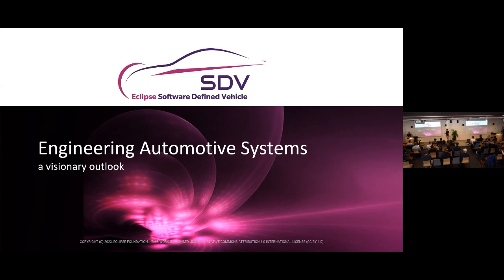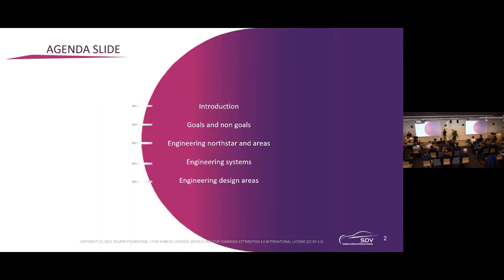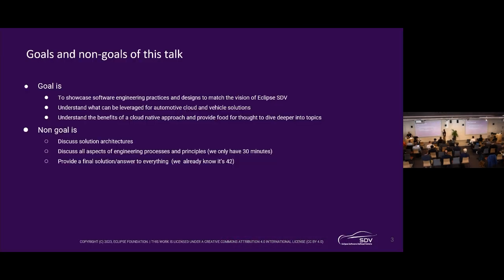And I have two sections, more or less. First I talk about an engineering tool chain: how could a tool chain look that might fit the SDV artifacts that you are working on for in-car, but also for cloud? And the second part is about engineering design patterns of large-scale systems. Sounds good or boring? So, I did my agenda slide.